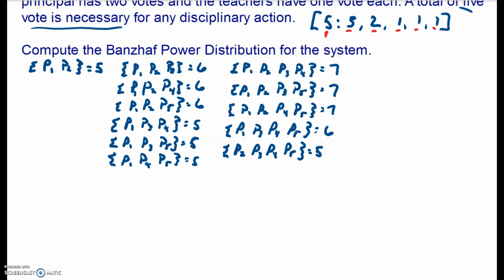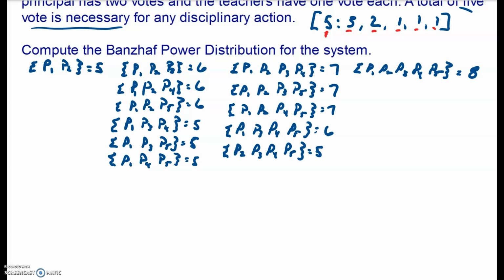And let's not forget, we also have the Grand Coalition. Remember, the Grand Coalition is the coalition of all players. So player 1, player 2, player 3, player 4, player 5 will give me a total of 8 votes. Okay, so I listed all of the winning coalitions.